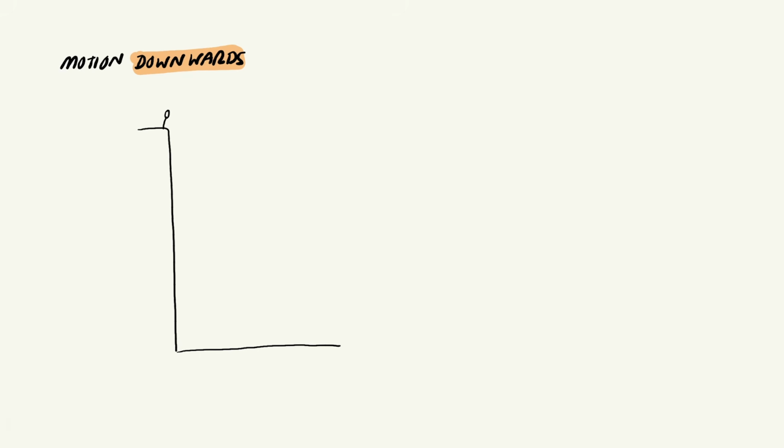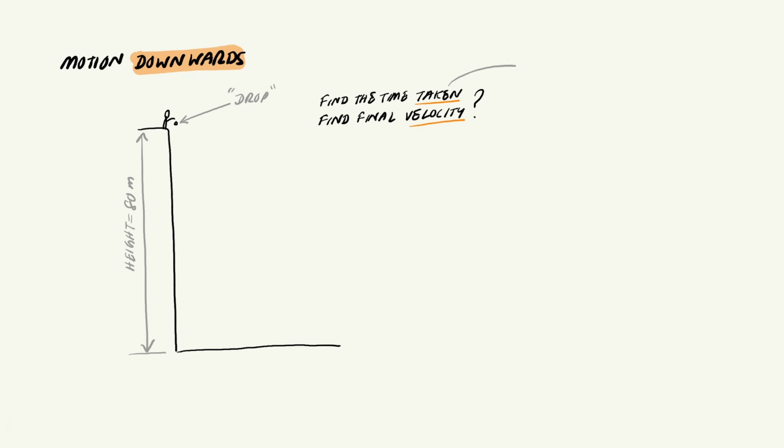Let's take an example. An object is dropped from the top of a building. Let's give the building a height, say 80 meters, from the ground to the top. A question on this scenario might ask, find the time taken for the object to reach the ground, or find the final velocity. Both are asking about the same moment, when the object reaches the ground. Now, to use the Suvat equations, remember what we established earlier in this course. You need at least 3 of the 5 variables before you can solve for anything.